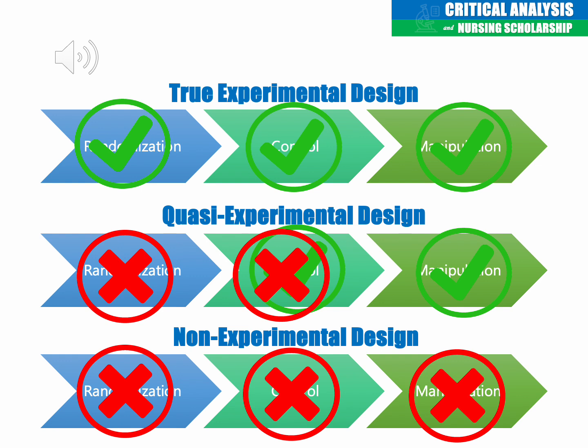In non-experimental design, these 3 elements are not present. We do not randomize participants into groups. The second one, we don't have any control group. And the third one, it doesn't involve manipulation because we're not intervening or introducing any interventions to the group.